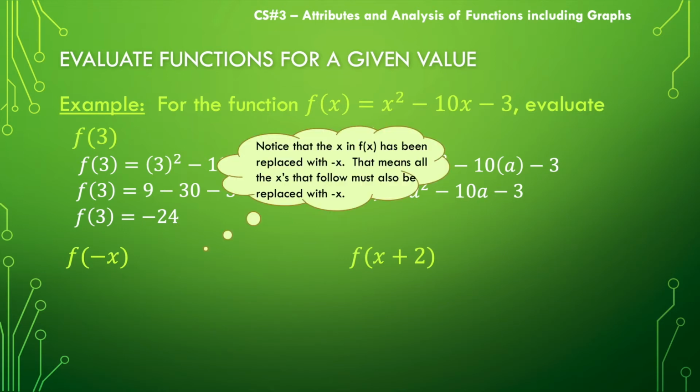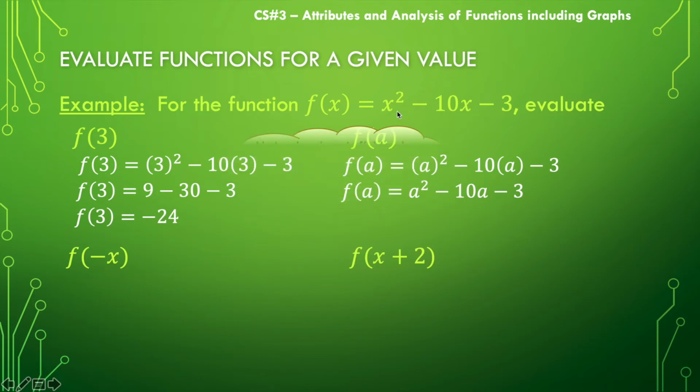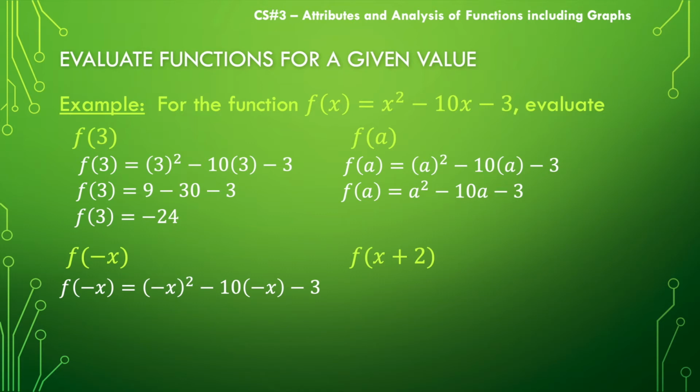For this next one, we are going to take x and replace it with negative x. So everywhere I see an x, I'm going to substitute in a negative x. So negative x squared minus 10 times negative x minus 3, and that's going to end up being positive x squared plus 10x minus 3.